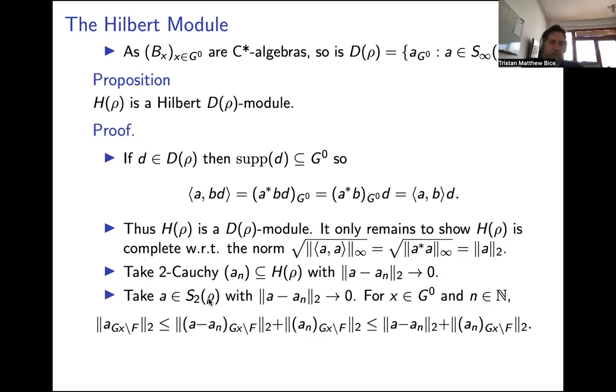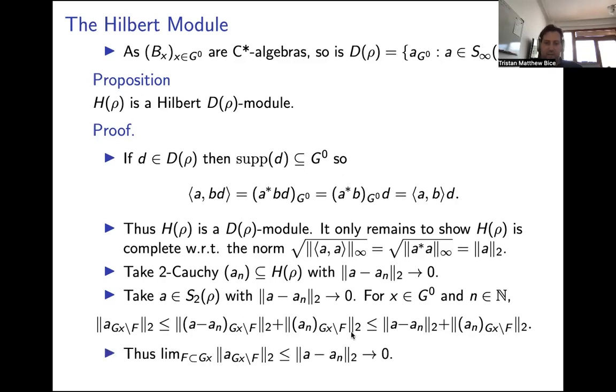Okay. As I just mentioned, we do know there is some limit in S2 of rho. The only question is whether this element A here also lies in H of rho, whether A star A is also defined. To see that, we use this lemma we had before, where we take our A and restrict to G X not F, for finite F. Look at the 2 norm of that, apply subadditivity of the 2 norm, and we end up with the following.